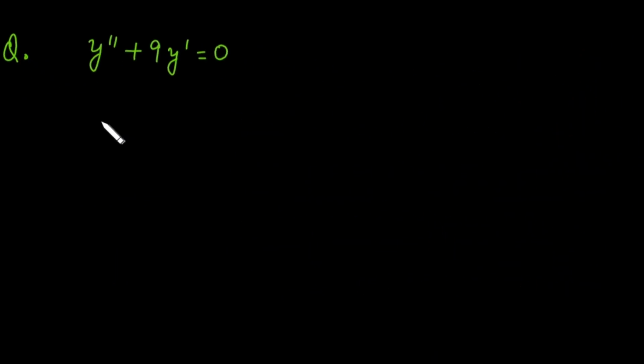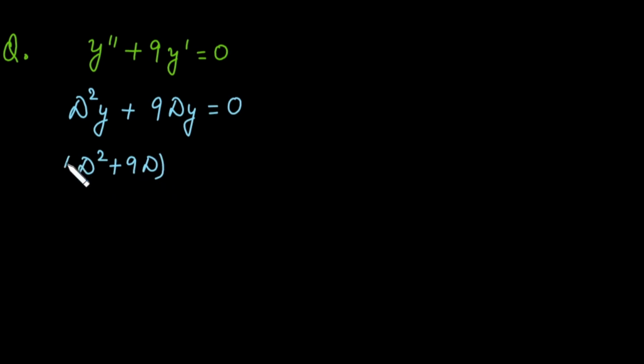Let's answer the next question. In this case, operator form is D square y, because this is the second order derivative, plus 9 times of, this is the first order derivative, Dy is equal to 0. Now collect the coefficients of y. So we have (D square plus 9D) into y is equal to 0.